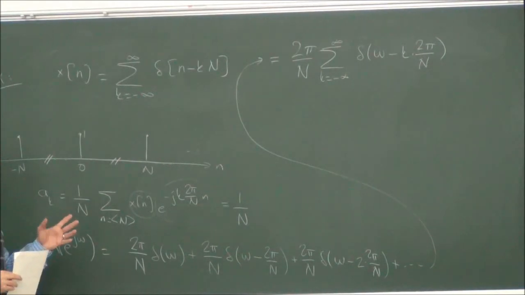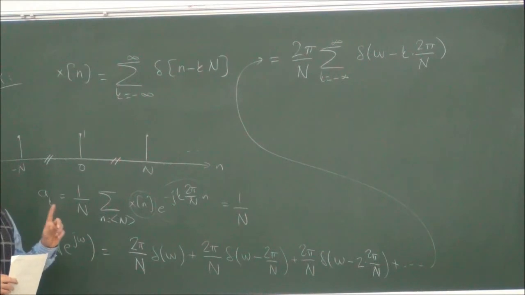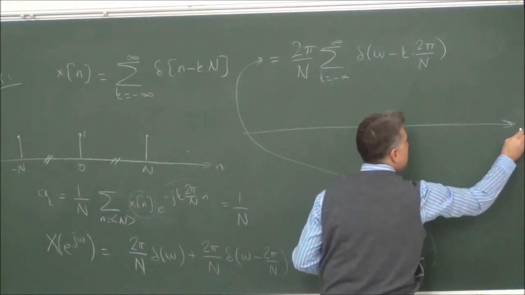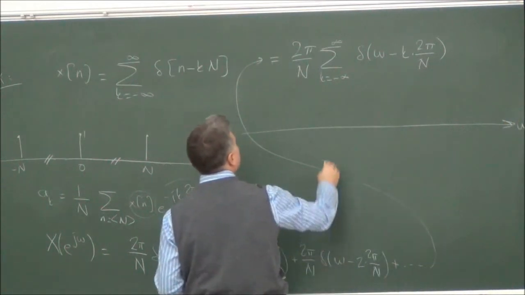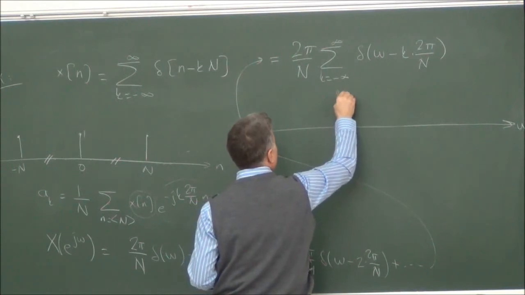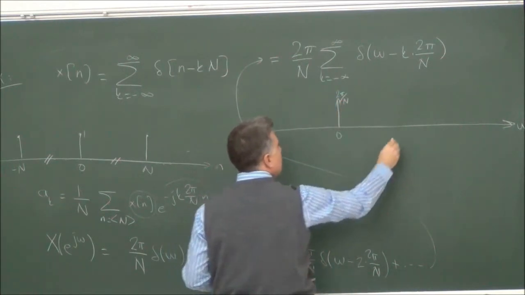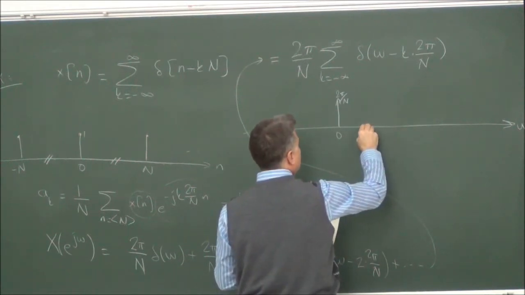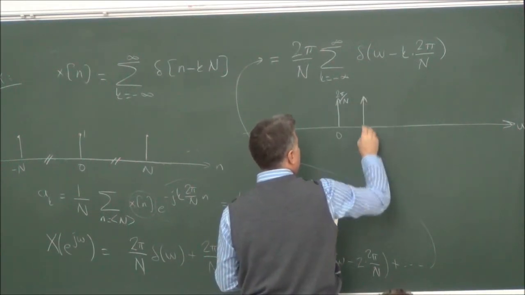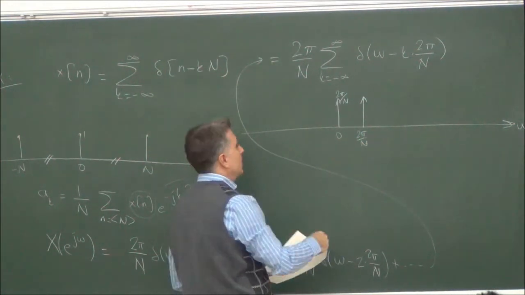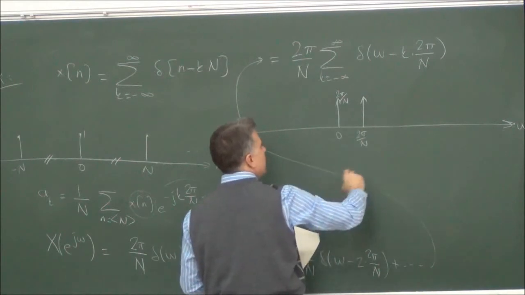And that is automatically 2 pi periodic. There is only one impulse in each 2 pi period. And if you want to visualize what's happening here, it is an impulse at 0 with the value 2 pi over capital N. And then at 2 pi over capital N, which is omega 0, by the way, it's the same impulse value.